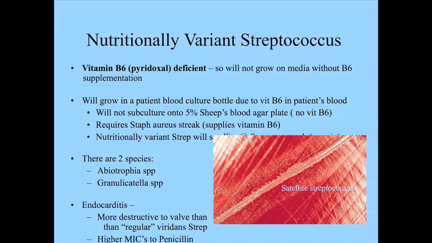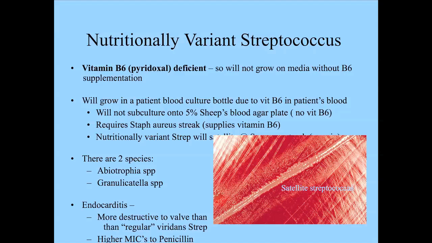This is really a unique group of the alpha hemolytic strep. These are vitamin B6 or pyridoxal dependent organisms. So they will not grow on your regular blood agar or chocolate agar medium unless there's additional B6 supplementation. One of the ways that we spot these organisms is they are most commonly found in cases of endocarditis. A small percentage of overall cases, but this is where we most often see these organisms.